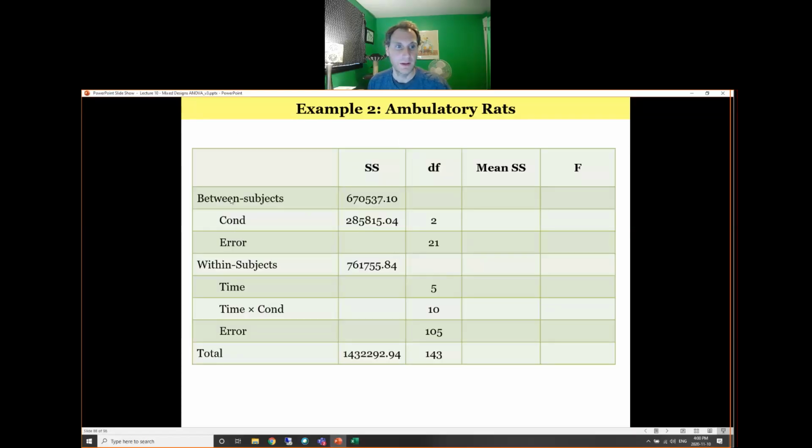Remember, at the between subjects level, we only have condition or group and error. So whatever is not condition is left over, and that's error. To find the sums of squares error, it's simply the sums of squares between subjects minus the sums of squares group or condition.